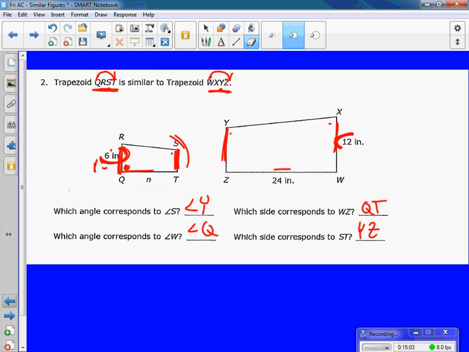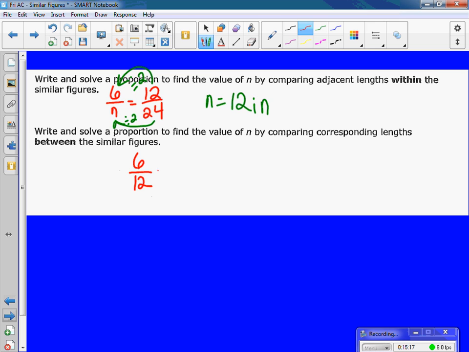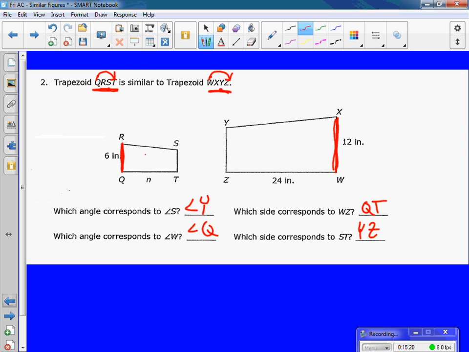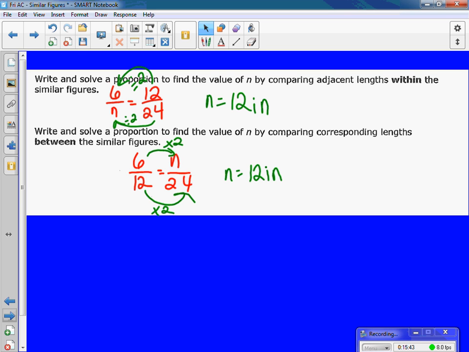So what that means is I want you to compare a piece of one figure with a piece of the other figure. So if I compare the height of this figure, I should do it to the height of this figure. So I'm doing 6 over 12. So if I went from figure 1 to figure 2, then I also need to go from figure 1 to figure 2. So that's going to be n over 24. Again, this one's pretty easy because I can go from here to here and multiply by 2, which means n is 12 inches.